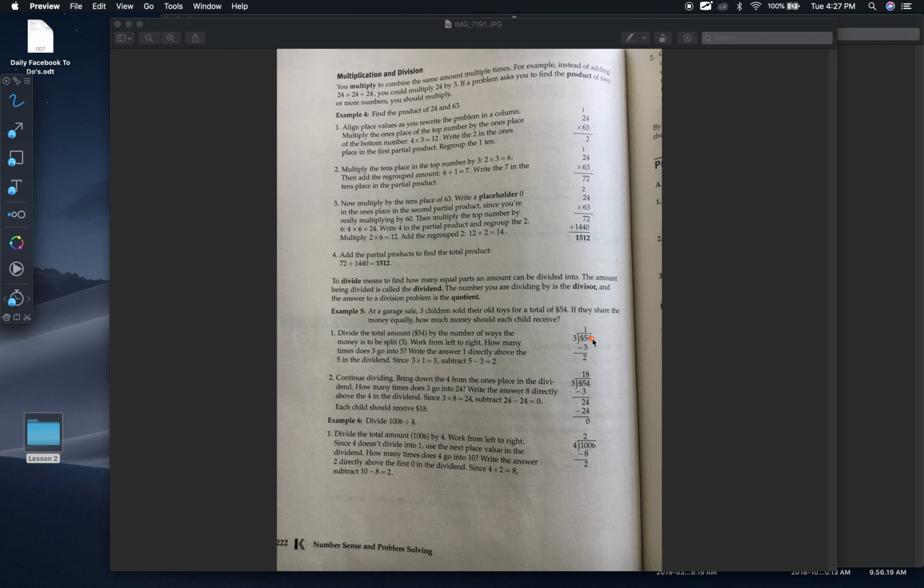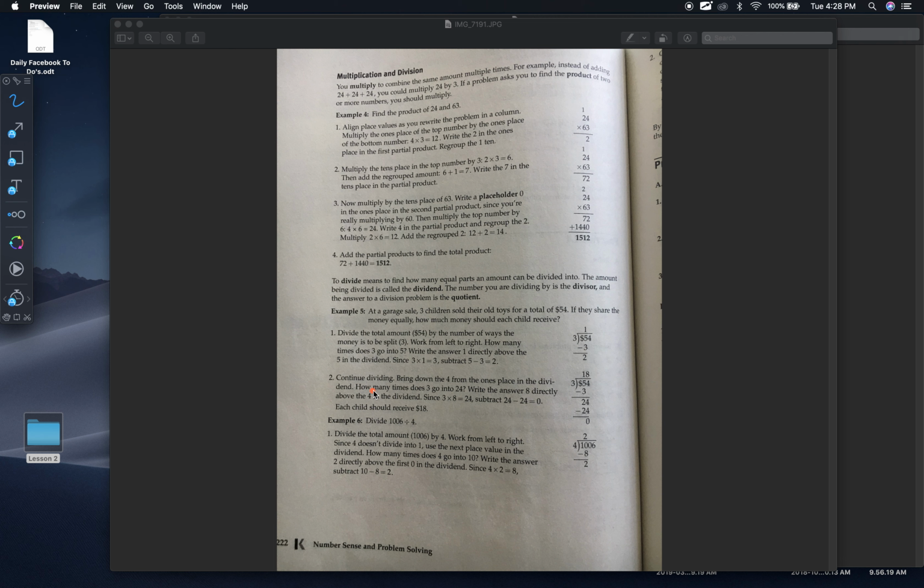Okay, so let's continue. So 3 goes into 5 one time, then you do 1 times 3 equals 3. Okay, so then you go 3 goes into 3 how many times? Sorry, I'm confusing myself.